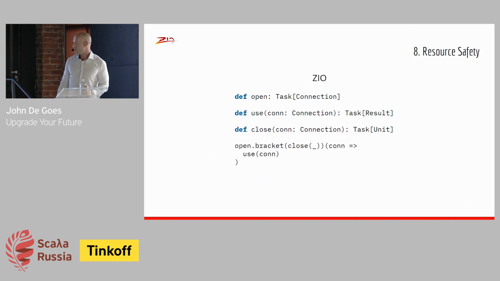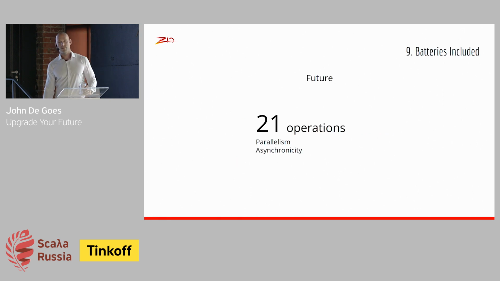ZIO gives you a primitive called bracket, which lets you safely acquire and release a resource and use it, and no matter what happens when you're using it, no matter what thing goes wrong, or even if the computation ends up being canceled, if the resource was acquired, it will be released. These are the strong guarantees you need to write applications that don't leak resources.